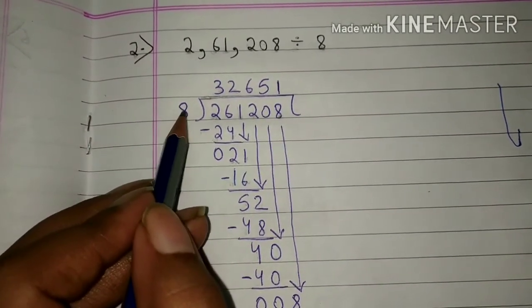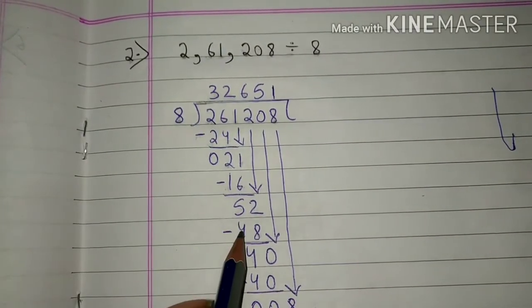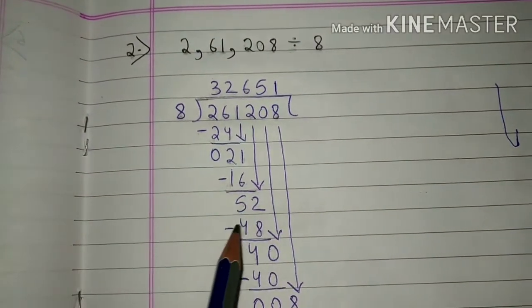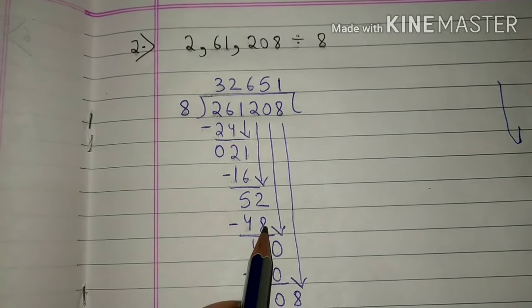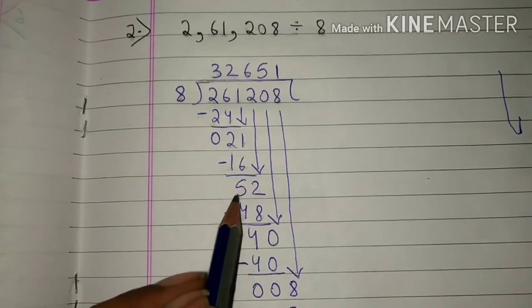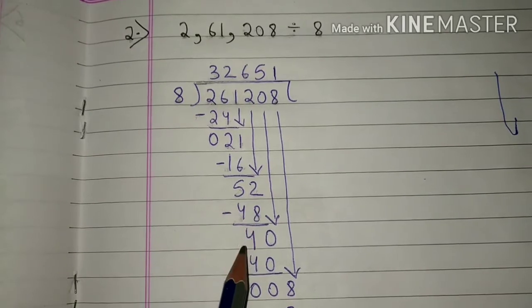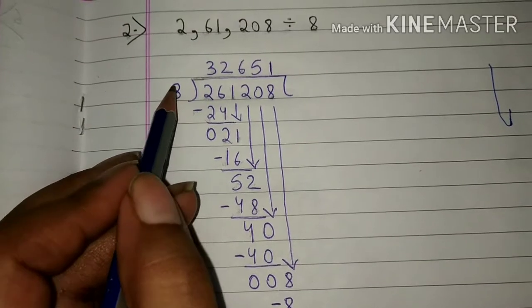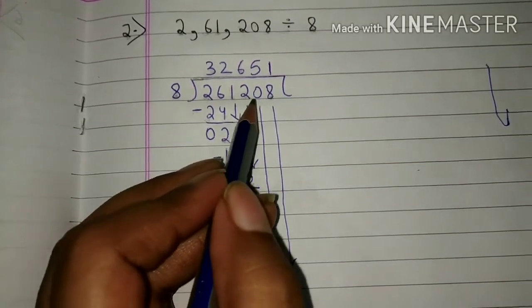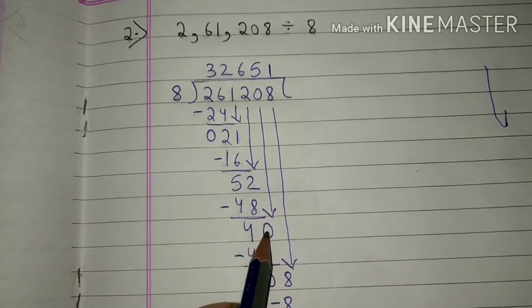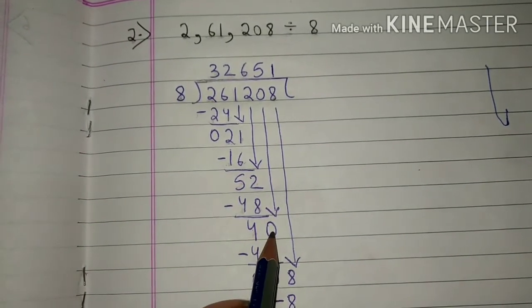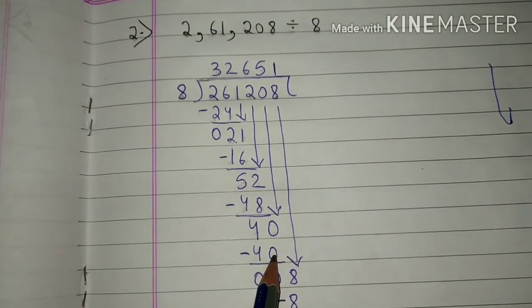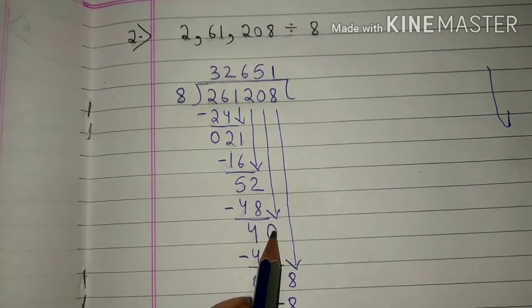Students, 8 into 6 is 48, and 48 is just smaller than 52. So we will consider 8 into 6 is 48. Students, we will write 6 here and we will write 48 here. Now we will subtract the number. 52 minus 48 will give 4. Students, 4 is smaller than 8. So we will carry down next digit, that is 0 here. Now number become 40.